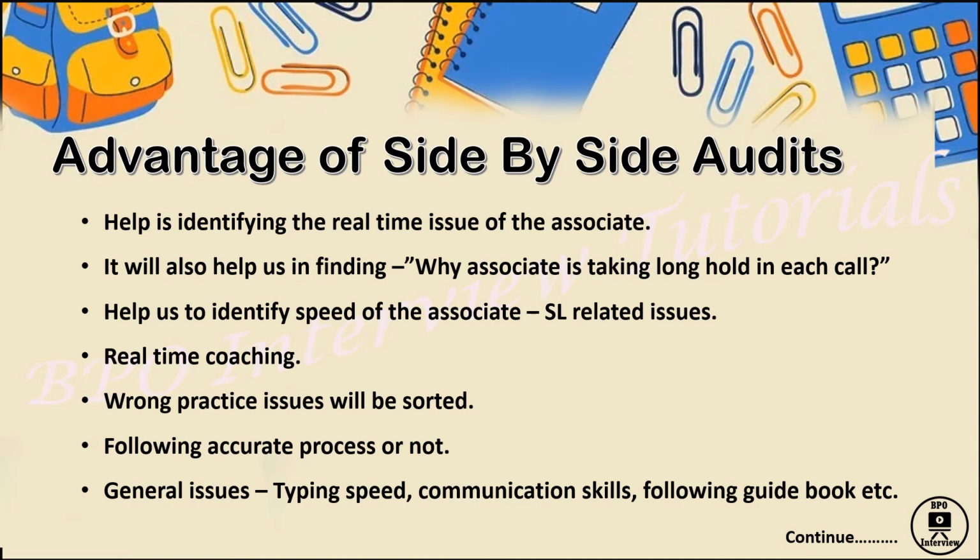It helps us identify the speed of the associate. This is the main concern that team leads need to address. If your associate is not maintaining a certain SLA, like in 1 hour he needs to take approximately 20 or 30 calls but is not able to maintain that, I would suggest that the team lead do the side by side audits so that you will be able to find where he is actually lacking in speed.